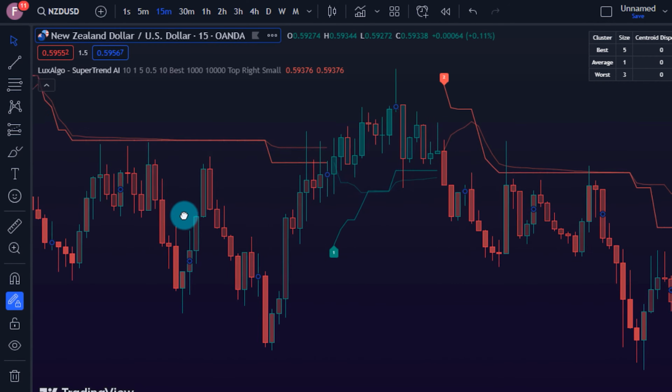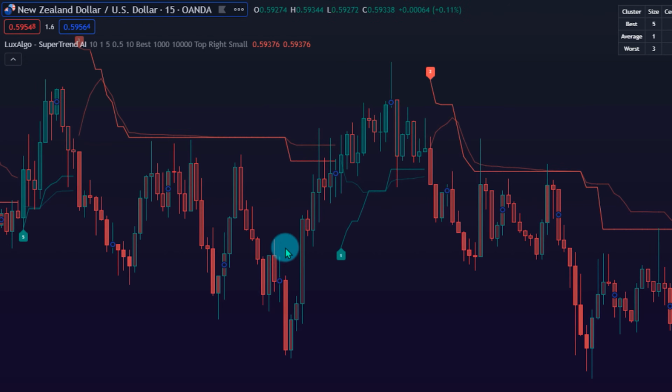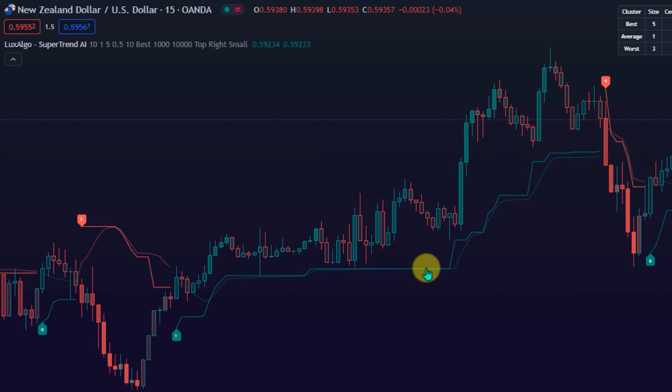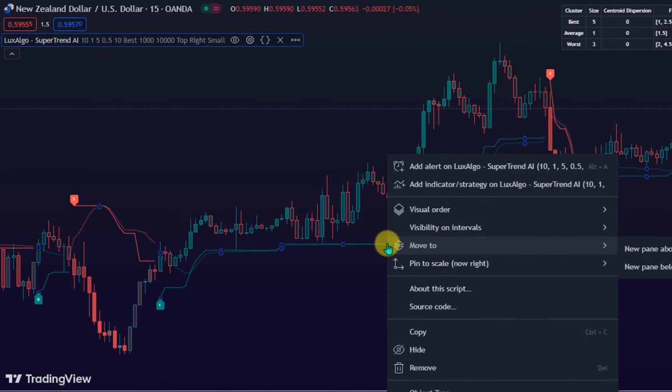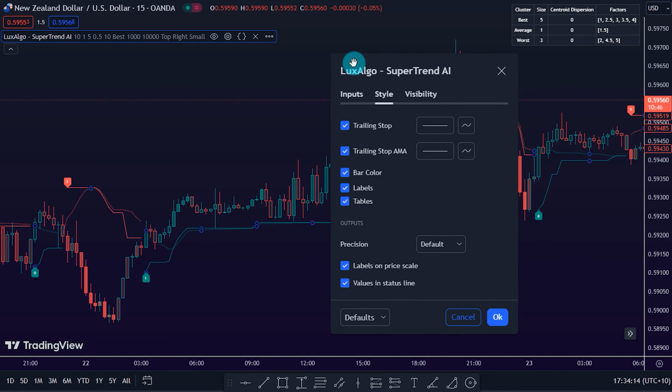Before I proceed to educate you about how this trading indicator works, I need to highlight this indicator and its purpose so you can quickly understand how it works. To do this, we need to right-click on the indicator and navigate to the Settings option. Here are the parameter settings of this indicator.